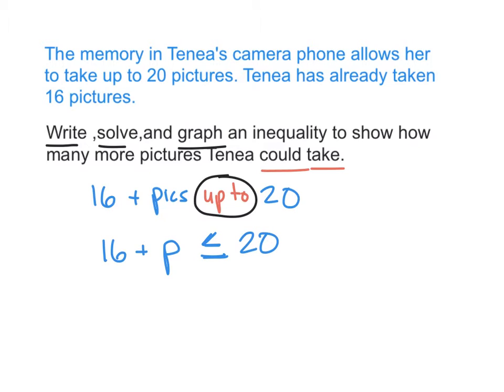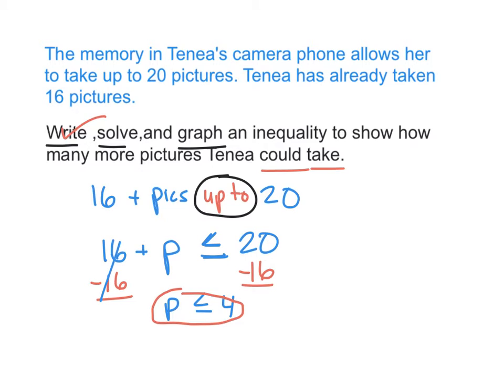Once you get the inequality written, you're done with the first part, which is you wrote the inequality. To solve the inequality, we'll use our usual inverse operations. The 16s are gone. This is P is less than or equal to 20 minus 16, which is 4. So we've isolated the variable, and we've discovered that Tania could take less than or equal to 4 pictures.